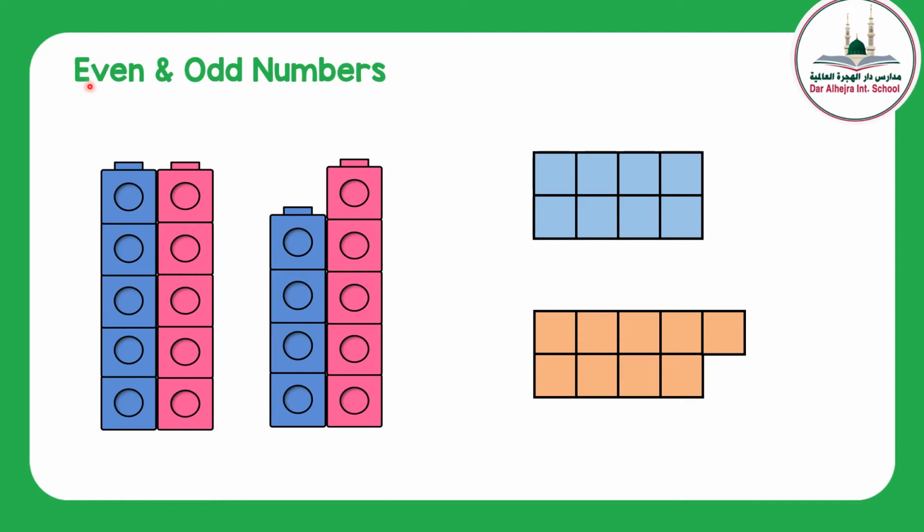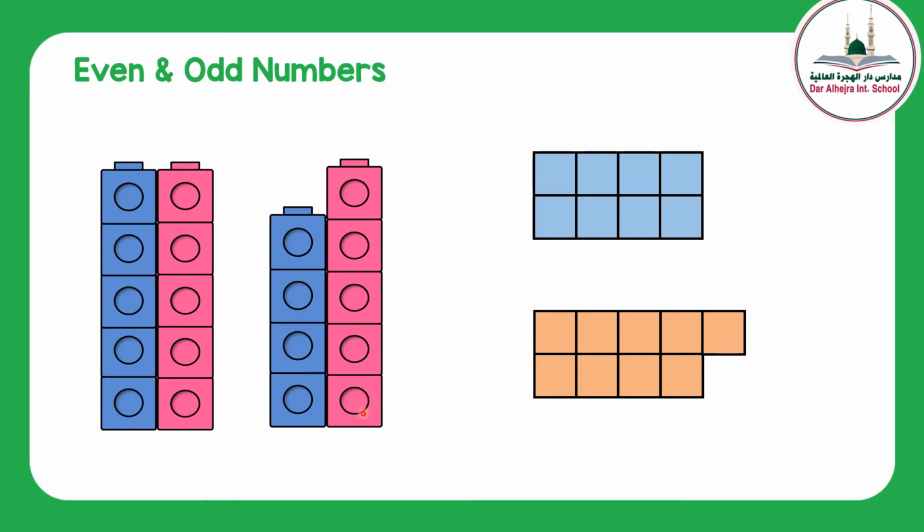To know if any number is even or odd, we need to make pairs out of them. As we can see here, there are cubes and we have made them pairs, like we have got two cubes together. Whenever a number ends up in this way, where each cube has a pair with it, such numbers are called even numbers. Like here I can see 1, 2, 3, 4, 5, 6, 7, 8, 9, 10. So 10 is an even number.